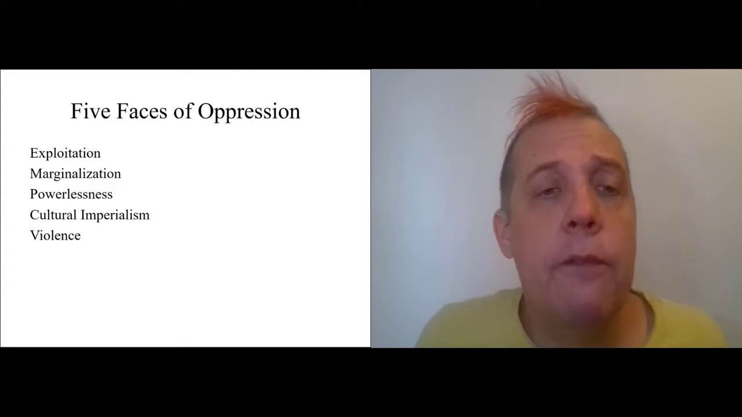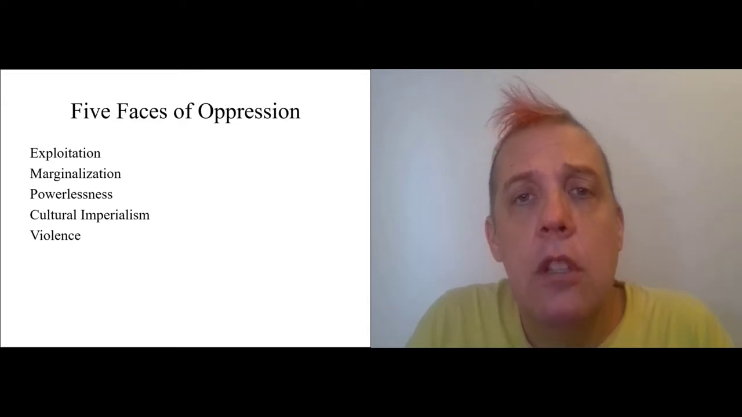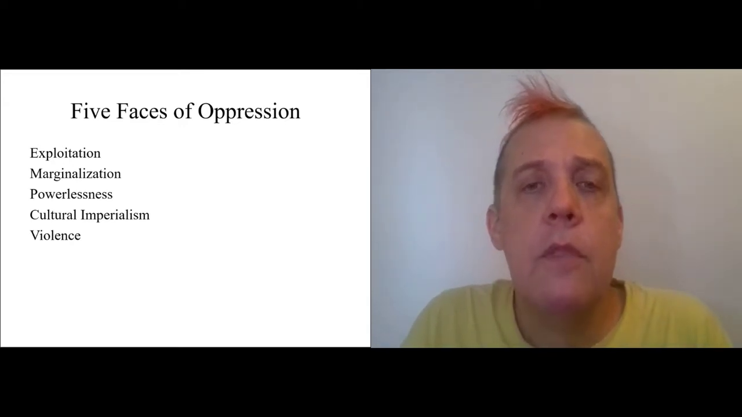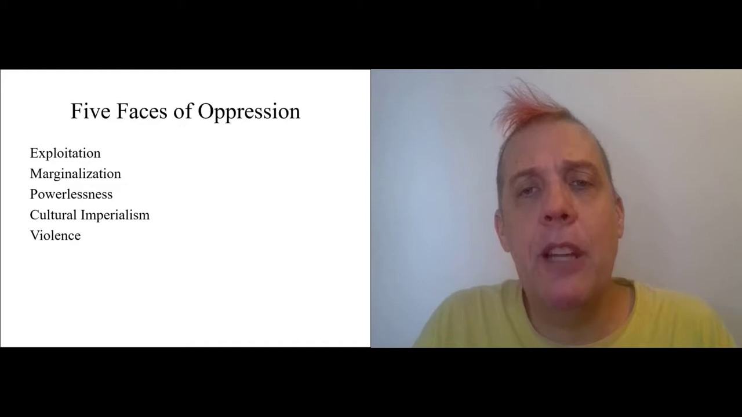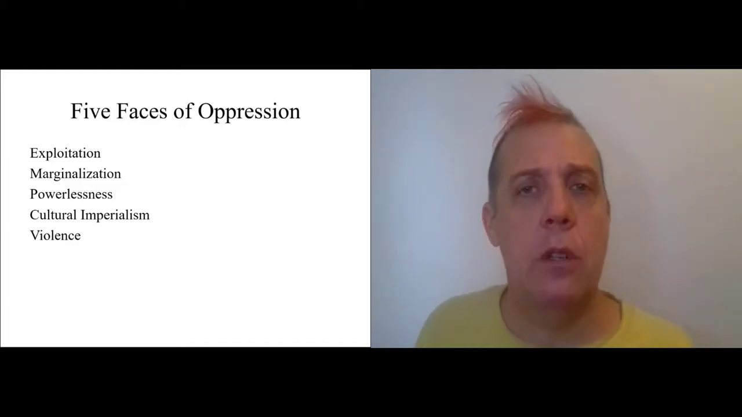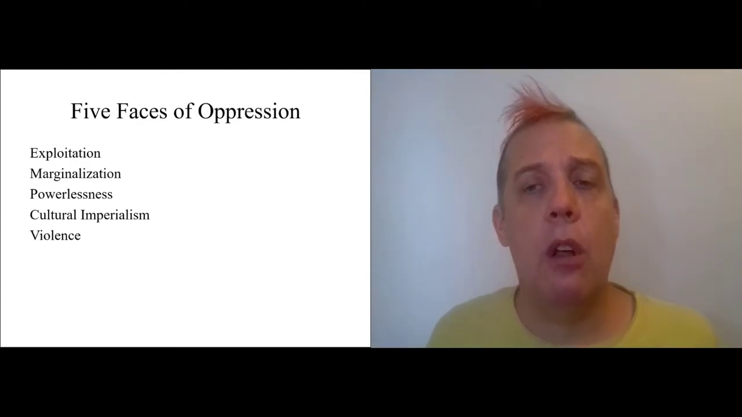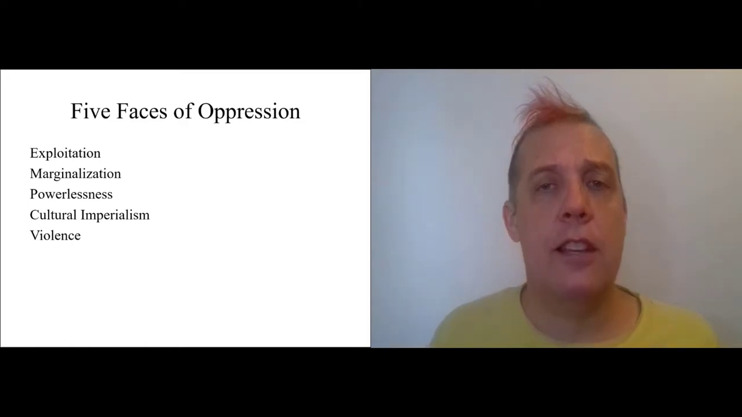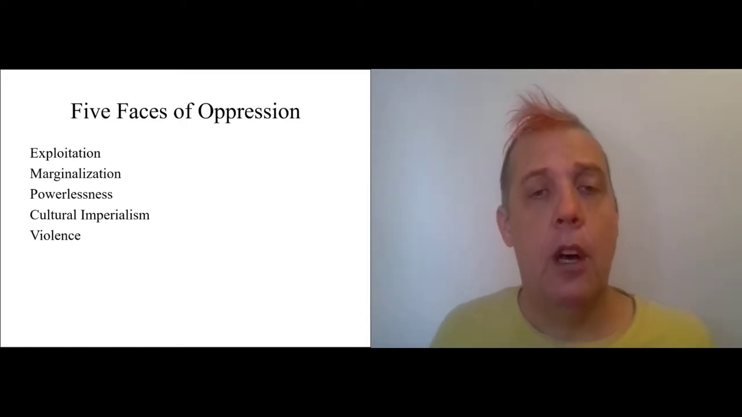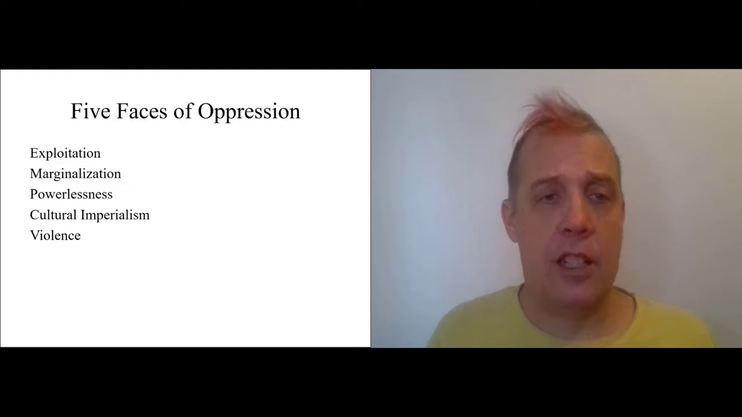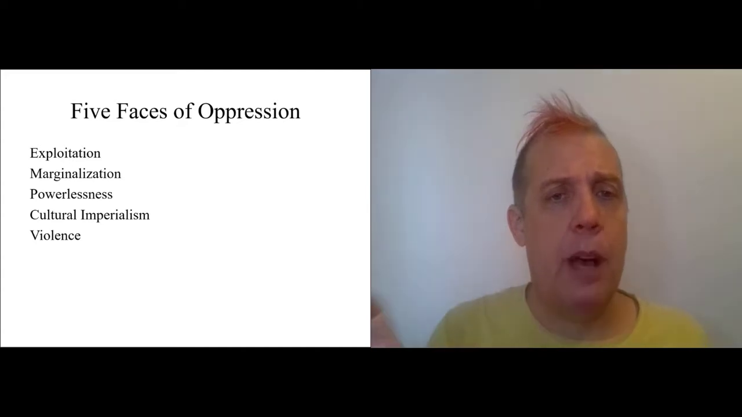All right, so now we get the five faces: exploitation, marginalization, powerlessness, cultural imperialism, and violence. These terms are now all going to be used, from here on out, in a fairly technical fashion. That is, when we talk about exploitation, we're going to be using the word specifically the way Young thinks of it, even though that has some relationship to our ordinary concept of exploitation, but by using the refined concept, we focus on particular ideas about exploitation.